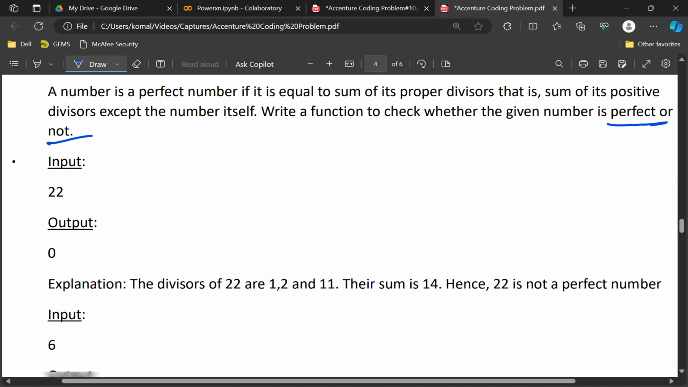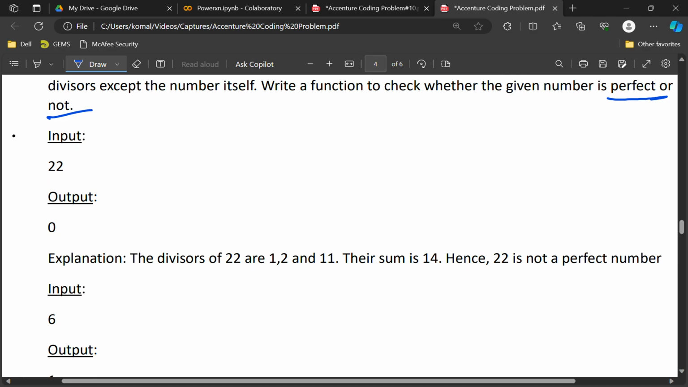Input. Two sample inputs are given here. 22. 22 is not a perfect number, so the output is to be given as 0. Why is 22 not a perfect number? The divisors of 22 are 1, 2 and 11. As they have said the number itself should not be considered, we should not consider 22. Their sum is 14, so it is not equal to 22. So that's why 22 is not a perfect number, and the output for that is 0.